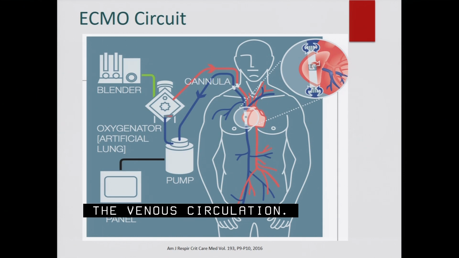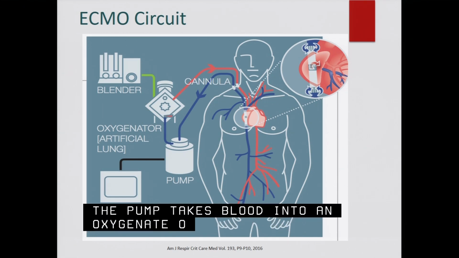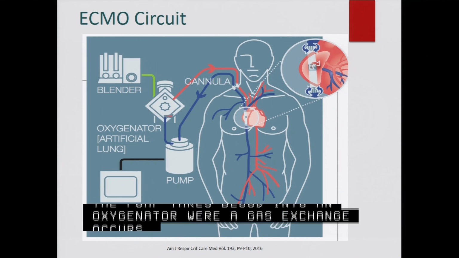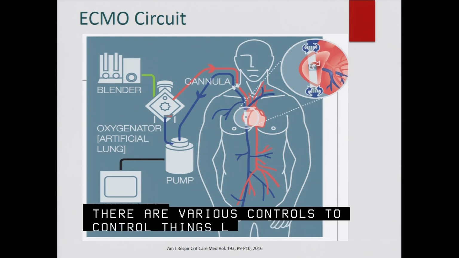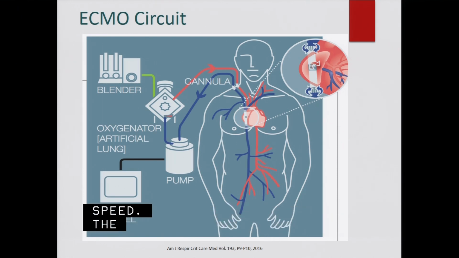So oxygen is placed into the blood, carbon dioxide is removed. It is then returned to the arterial circuit. So this depicts what we call veno-arterial ECMO to the patient. There are various controls to control things like the pump speed. There are various things on the gas exchange side to control oxygen and carbon dioxide removal.